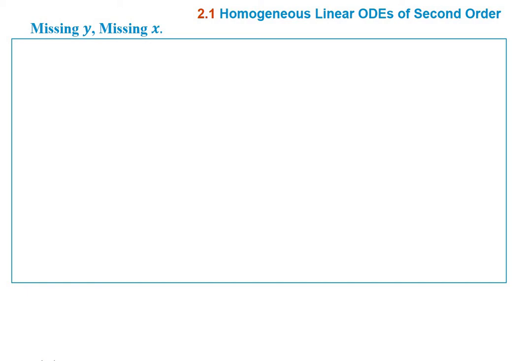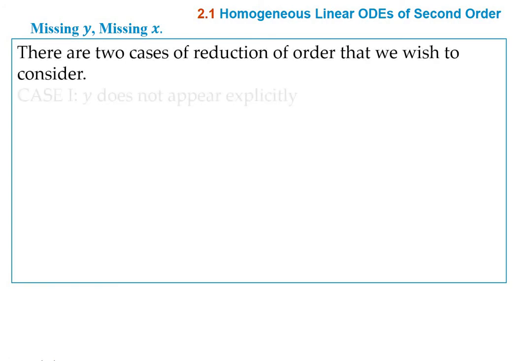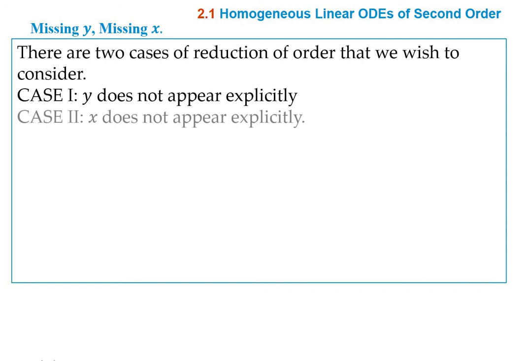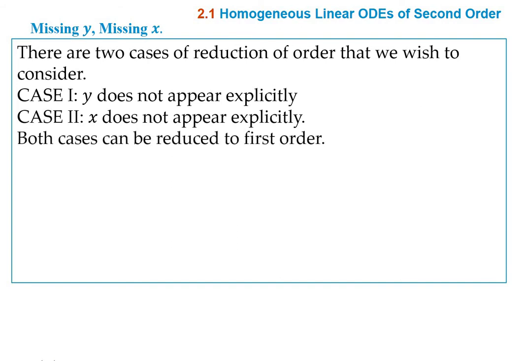In the last video, we discussed the reduction of order. Now, we will consider two special cases of reduction of order. Case 1, when y does not appear explicitly, I do have missing y. The second case, when x does not appear explicitly, I do have missing x. Both cases can be reduced to first order easily by using the proper substitution.